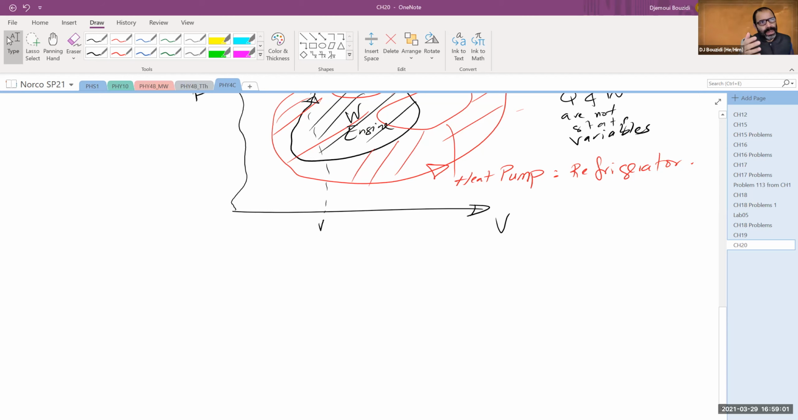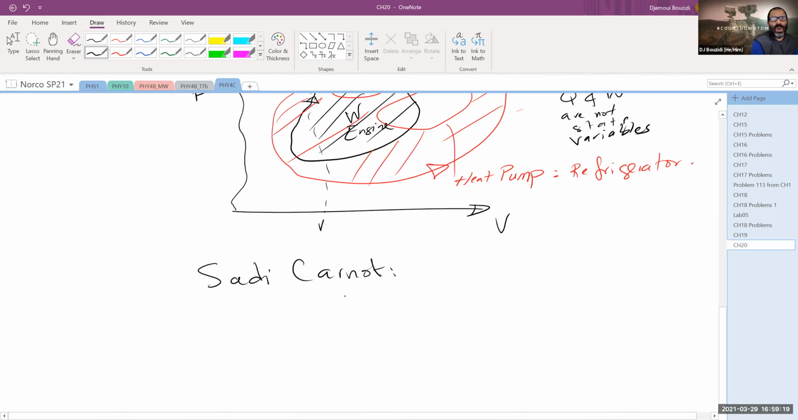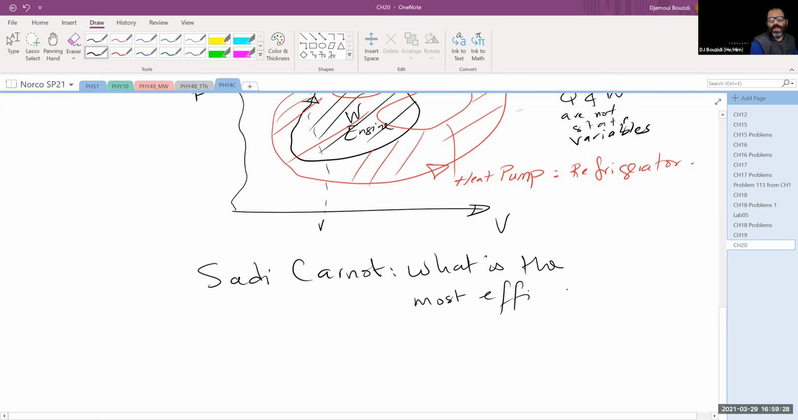Mr. Carnot, and everybody actually was interested in, especially the engines, and wanted to know what is the most efficient engine. So Mr. Carnot, Sadi Carnot, asked the following question: what is the most efficient engine? In other words, an engine that can give you a bigger area, a lot of work for very little cost. Okay, so that is in a nutshell what the question is. So he wanted to know the most efficient engine.